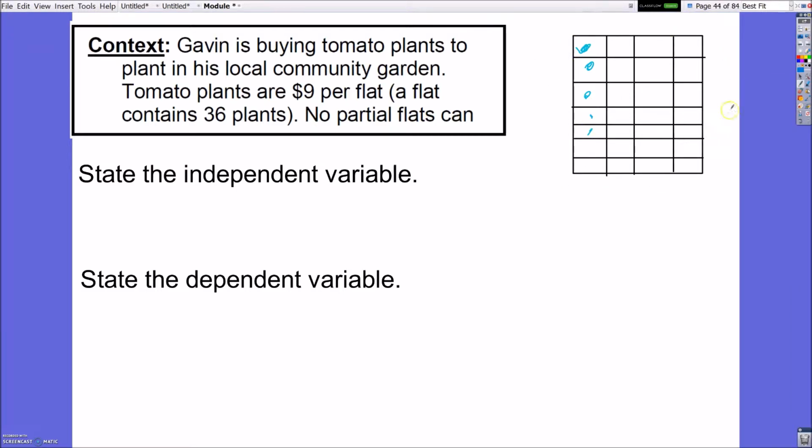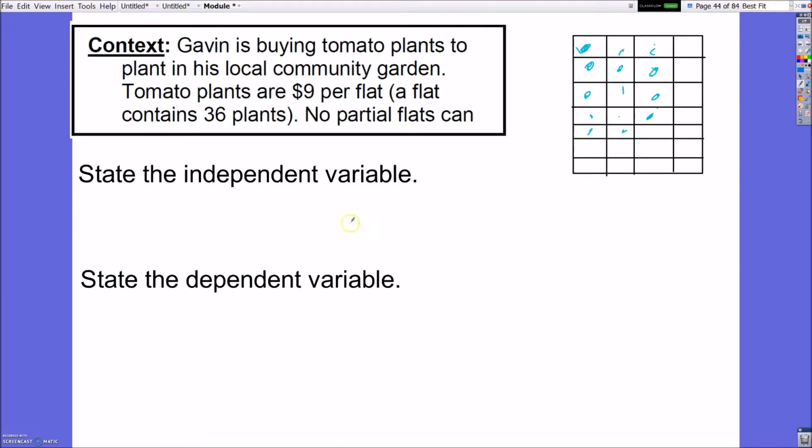Every time you buy one flat, it is going to have 36 plants in it. So there's going to be 36 little rectangle squares in here, and each one of those costs $9. Now you can't go to Home Depot and buy them partially filled. You can't say, hey, I only want 18 of these 36. You have to buy all of them.